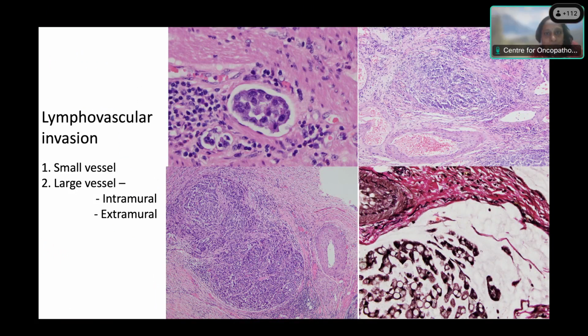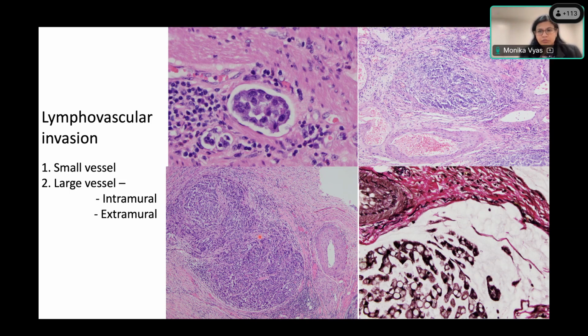Okay, so we talked about large venous invasion. We really care more about extramural large vessel invasion. Extramural means the focus is present in the pericolic fat beyond the muscularis propria. That has been shown to have a risk of liver metastasis. So we definitely want to report on extramural large vessel invasion.